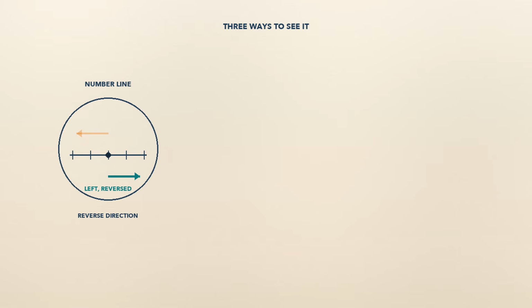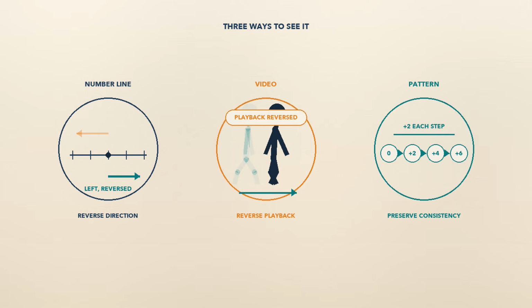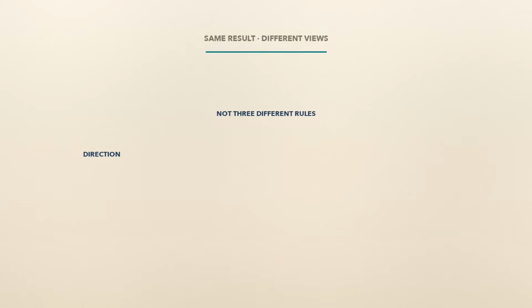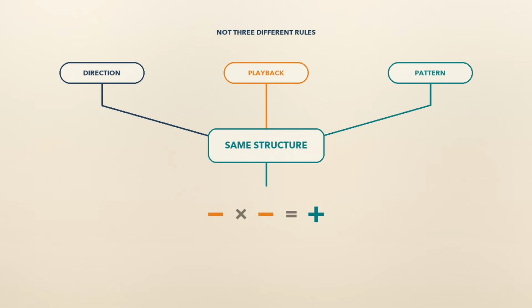So there are several ways to understand the result. On a number line, it is a reversal of direction. In our video example, it is playing backward movement backward. And in the multiplication pattern, it is the only answer that keeps arithmetic consistent. These aren't different rules. They are different views of the same mathematical structure.